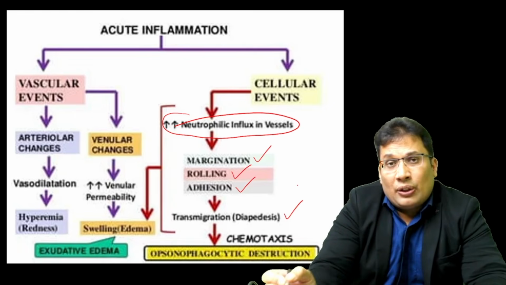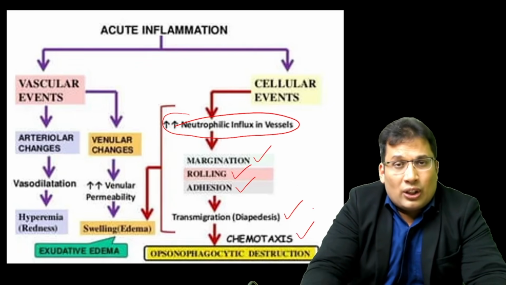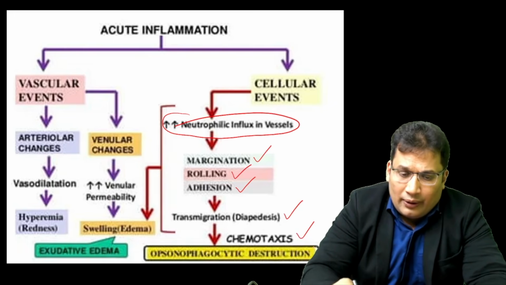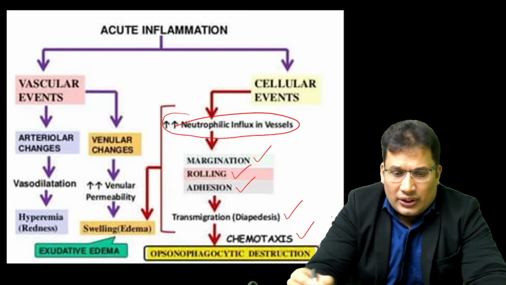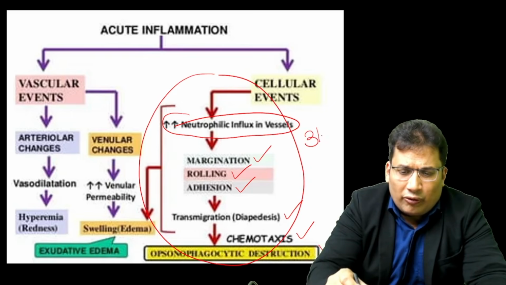Then transmigration, known as diapedesis. Chemotaxis, what are the chemokines? CXC chemokines, CX3C chemokines, CC chemokines, and C chemokines. And there will be opsonization and phagocytosis. So all these are basically cellular events. I think if you mention these, you will definitely get 3 out of 5.